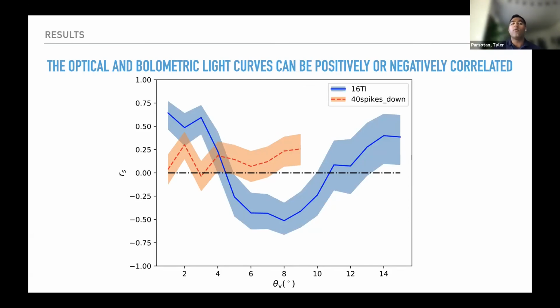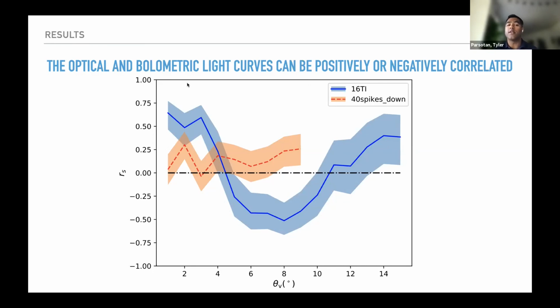Another thing that we can do is look at how well the optical and bolometric light curves are correlated, both for the 16 Ti and the 40 spike down simulation. Here, looking at the 40 spike down simulation, I'm showing you the dashed red line, and its 90% confidence interval for each of these values is shown by the highlighted region. We can see that there's very mild positive correlation between the optical and bolometric for our variable 40 spike down simulation. Things change drastically when we look at our constant simulation, the 16 Ti simulation, where at less than about 5 degrees, we have very strong positive correlation between the optical and bolometric light curves. Then that switches to a negative correlation between the two. And then it goes to a mildly positive type of correlation.